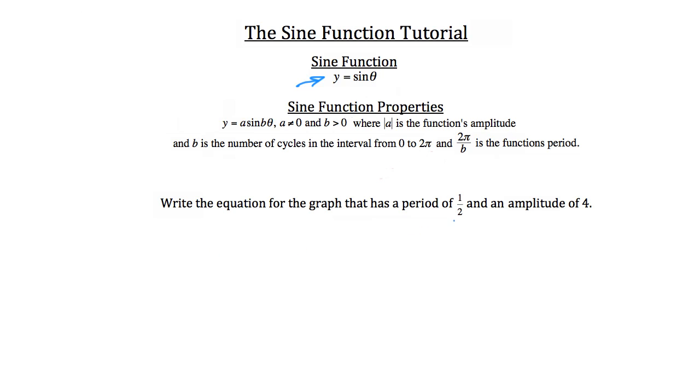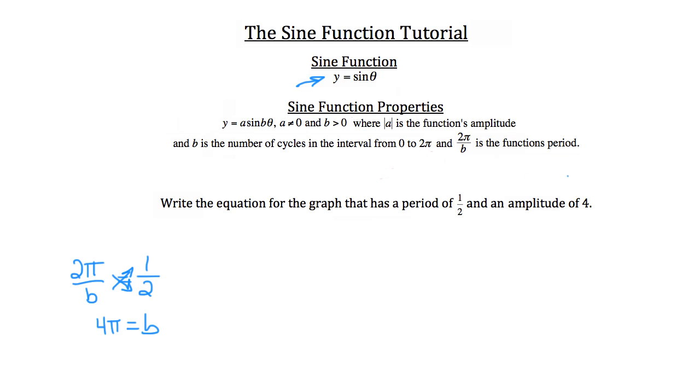Well, let's begin with what we know. It has a period of 1/2, and we know that the formula to solve for the period is 2 pi over b is equal to the period. And since our period is 1/2, 2 pi over b must equal 1/2. So what we can do now is use the cross product property rule and cross multiply. 2 pi times 2 is 4 pi, and b times 1 is b, so 4 pi is equal to b. So that's the b here that's going to go on our sine function.